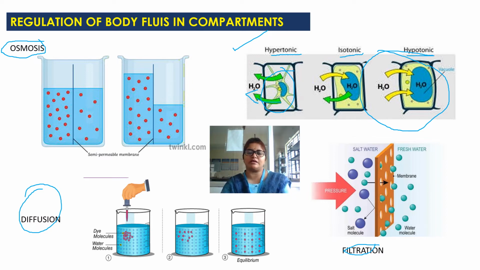Diffusion. So what we have seen is that diffusion is opposite to osmosis. Movement from higher concentration to lower concentration is called diffusion. And filtration here is nothing but whatever electrolytes or substances are required for the body will be allowed into the body. Others will be restricted on the other side of the membrane. That is called filtration. So by all these mechanisms, the body fluids inside the compartments of the body will be regulated.